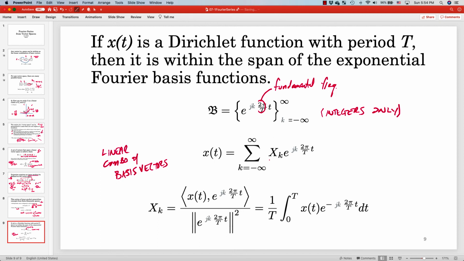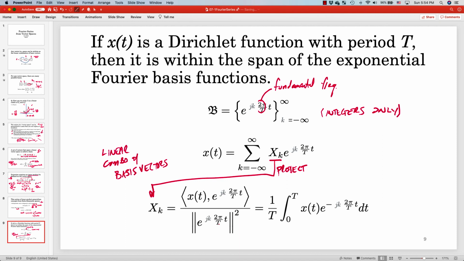Say, x sub 0 amount of e to the 0, x sub 1 of e to the j 2 pi on big T times t, etc., etc. It's an infinite sum, but it is a linear combination of basis vectors. And then how do you get these x sub k's? How do you get these scaling factors? Well, the answer is project. These x sub k's represent the projection factors of the original vector x of t onto each of the basis vectors e to the jk 2 pi on big T times t.